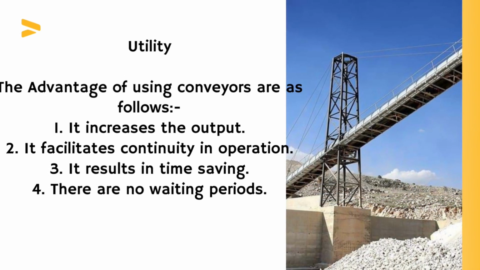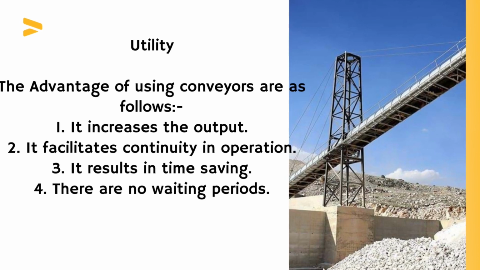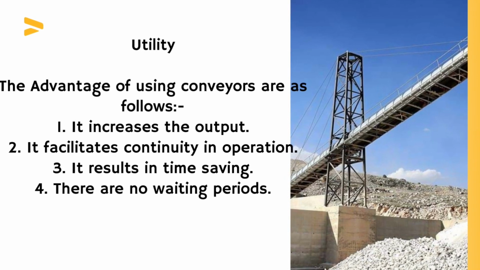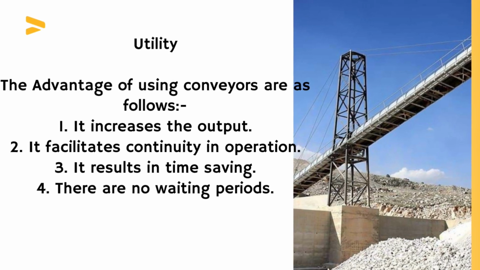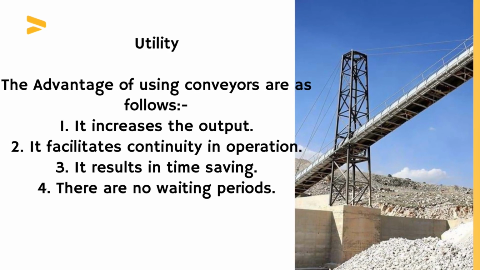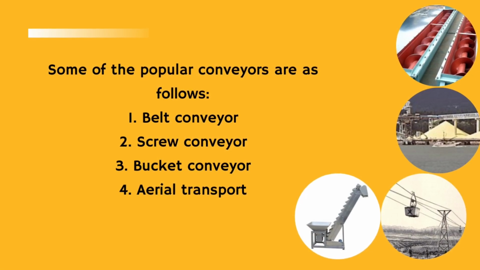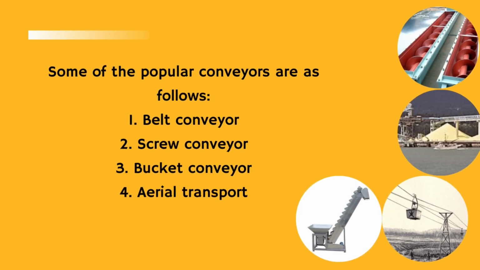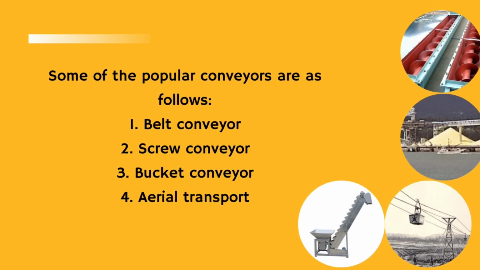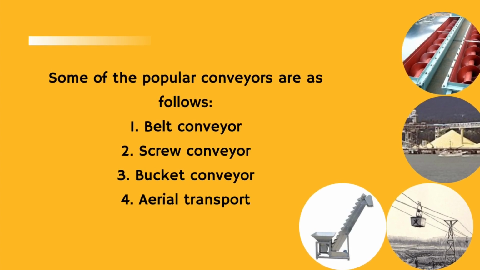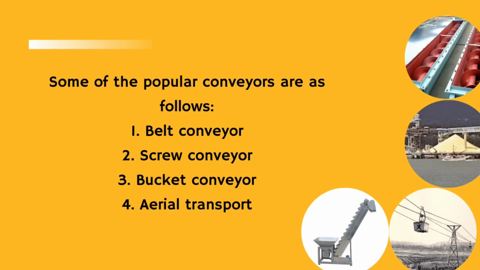The advantages of using conveyors are as follows. Number 1, it increases the output. Number 2, it facilitates continuity in operation. Number 3, it results in time saving. Number 4, there are no waiting periods. Some of the popular conveyors are as follows. Number 1 is bag conveyor. Number 2 is screw conveyor. Number 3 is bucket conveyor. Number 4 is aerial transport.